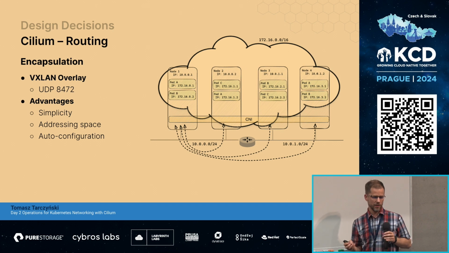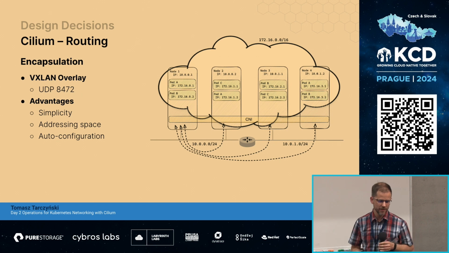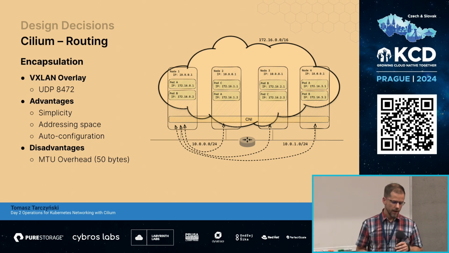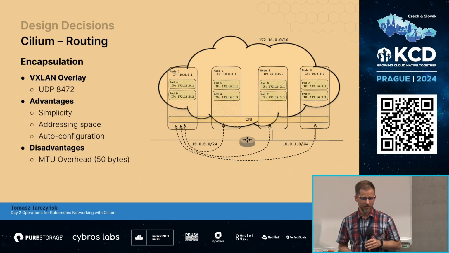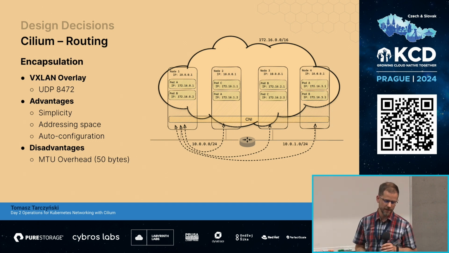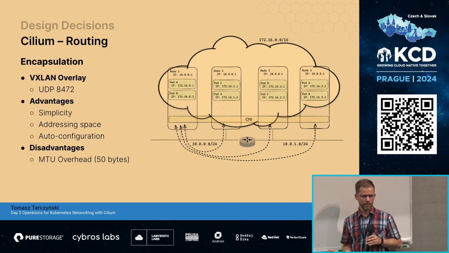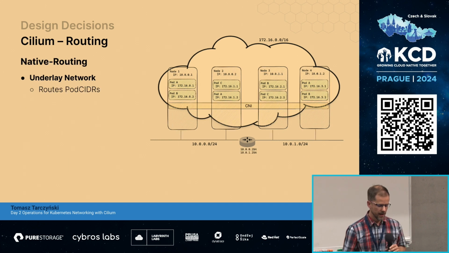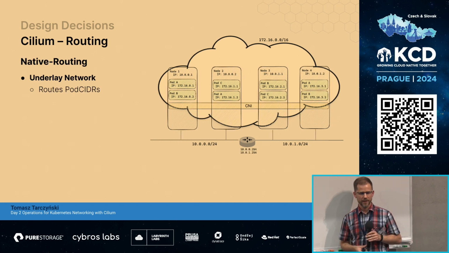It gives you a possibility to have really large address space for your pods. It's configured automatically, the default mode in Cilium. It also has a disadvantage, so it adds an overhead for your MTU. So this encapsulation will eat 50 bytes of your network packets.